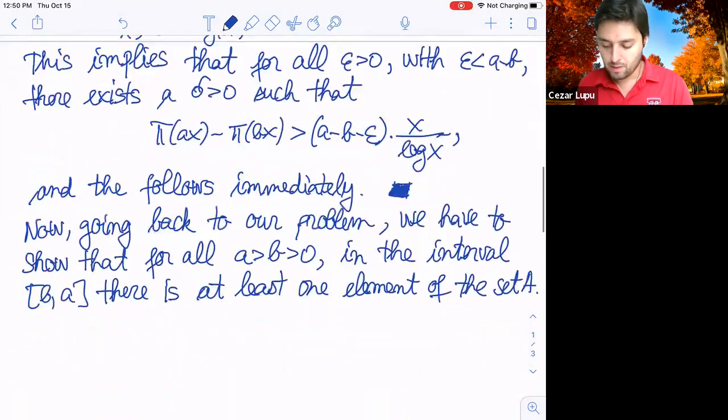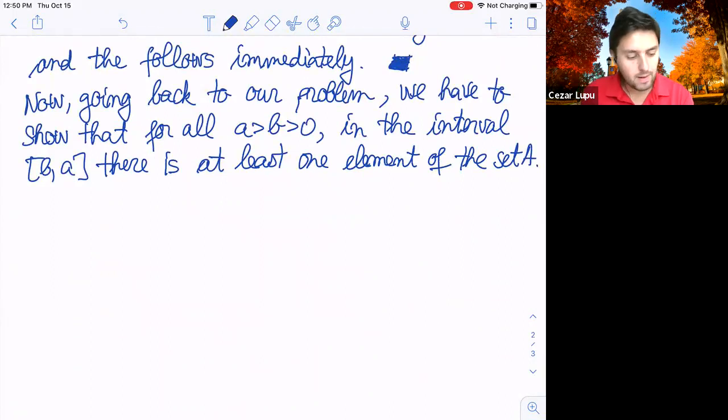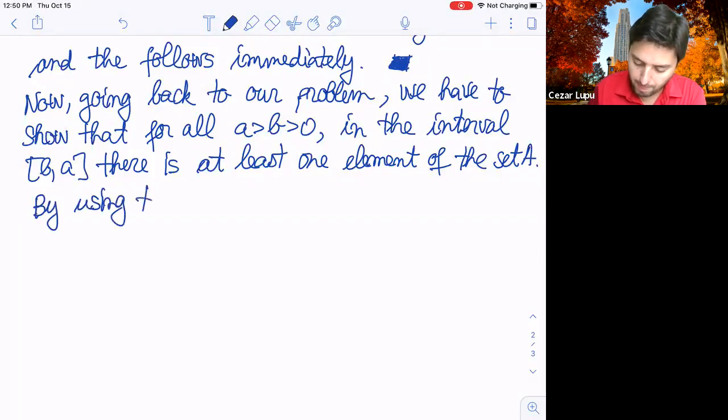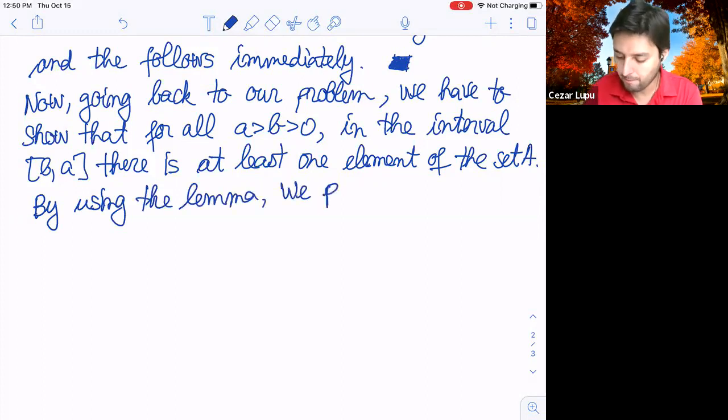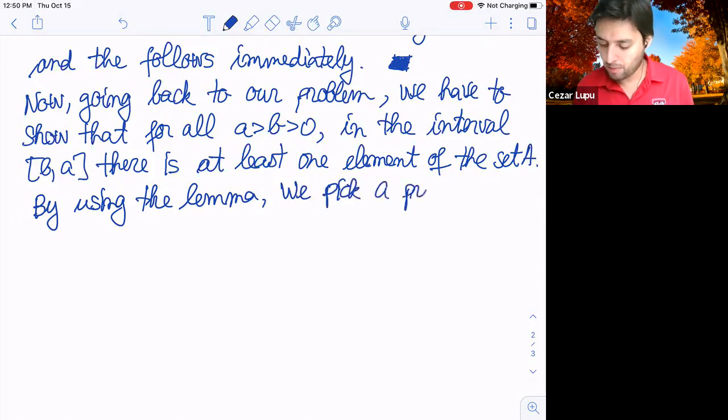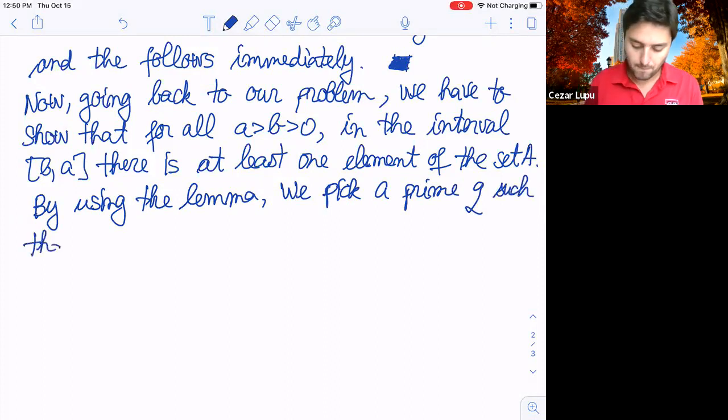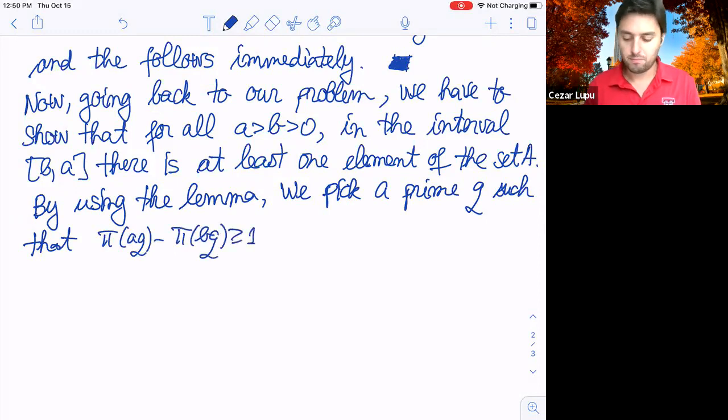All right. Now what we're going to do, by using the lemma, is pick a prime number Q. This is Q, not G, such that pi of AQ minus pi of BQ is greater or equal than 1. So this is by the lemma.